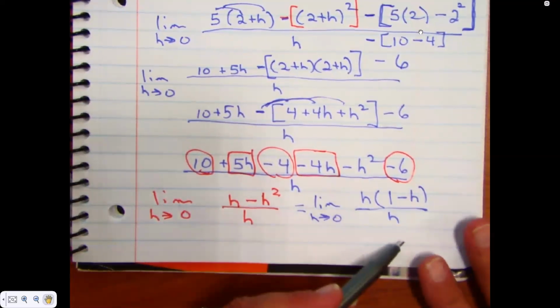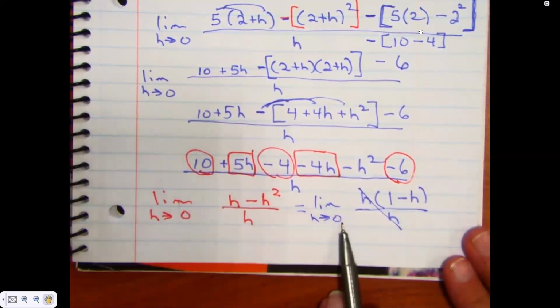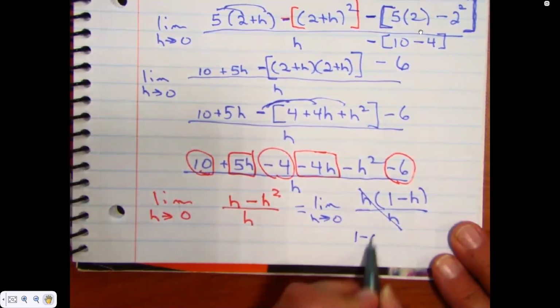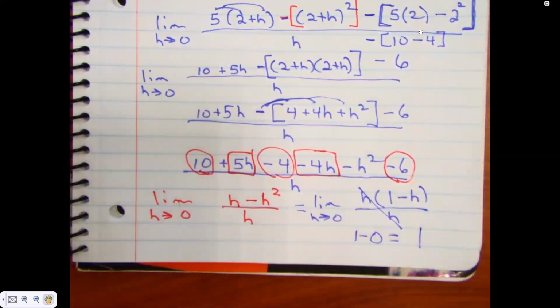Now can I cancel the h's? Yes. And how do I evaluate that limit? Plug in the 0. 1 minus 0. We did all that work for a great answer of 1. And this is where I need to ask: does anyone even remember what that 1 stands for? We do all that work, we get credit. That is slope. That is the slope.